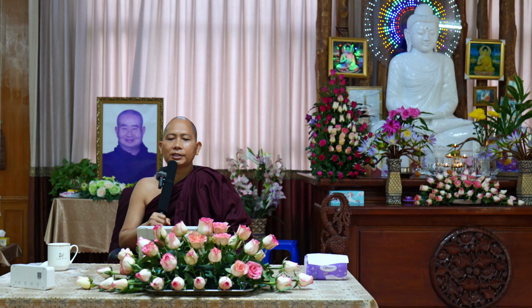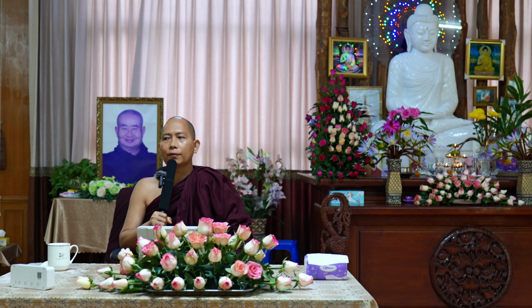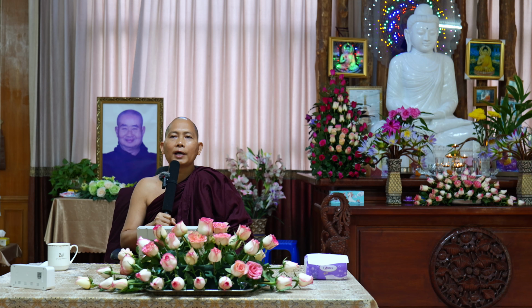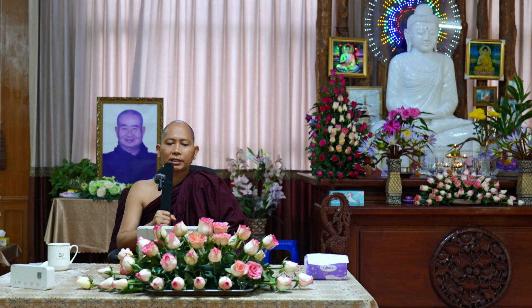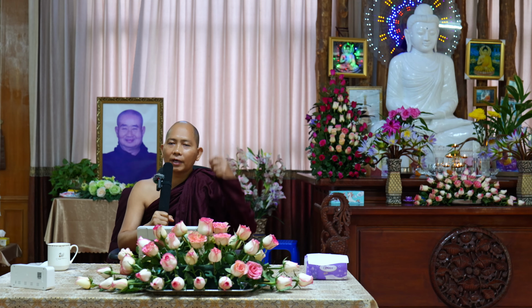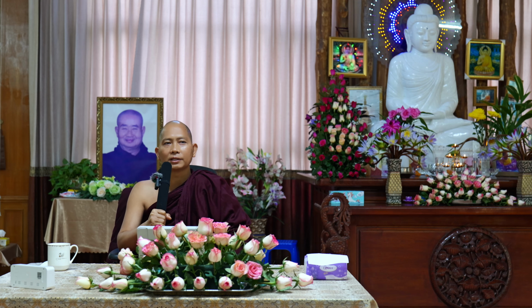When you can concentrate on the supporting characteristic for 1 hour, 2 hours, etc., then you discern 5 together. Then you can also increase another one, softness. Actually, there is also a softness characteristic everywhere in your body. This is also one characteristic of the earth element. Just now you discerned hardness. Softness is the opposite of the hardness characteristic. If you understand hardness in your body, the others are softness.